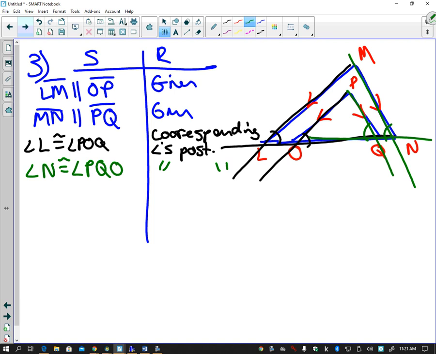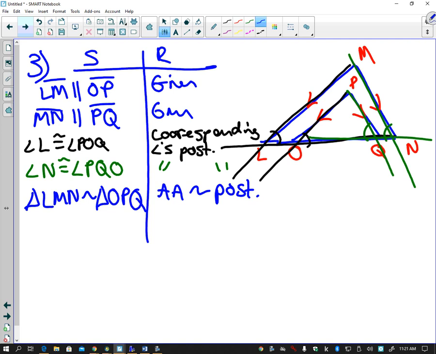What is it that we're trying to find? We're just trying to say that these two triangles are similar. Do I have enough information? Yeah, I do. I can say that triangle LMN is similar to triangle OPQ through the angle similarity postulate, because I only need two angles to be congruent to two angles. That's it. But you have to be able to see two parallel lines cut by a transversal, and you have to know that they're corresponding angles. All right, so that was number 3.